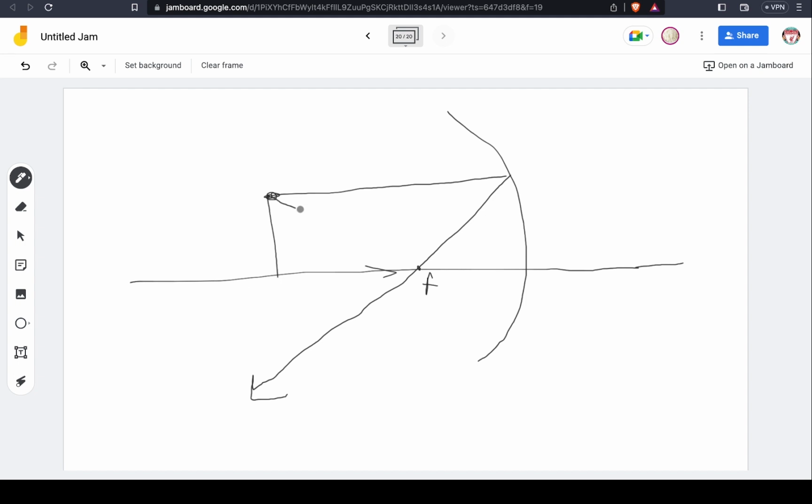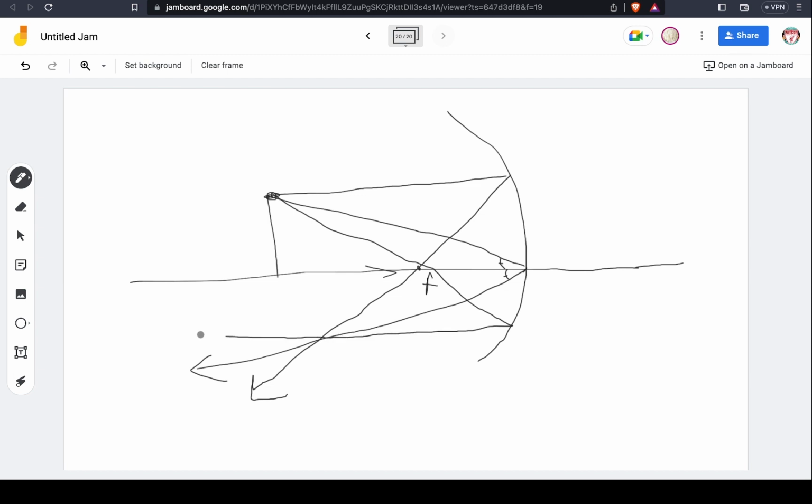Then we have this ray that goes to where this axis meets the mirror and bounces off at the same angle. Same angle. And actually, you could stop here if you wanted to. But if you want to, you could draw another one. It goes through the focal point, bounces off perpendicular to the axis, and they all meet here. And this is where the image is going to be.